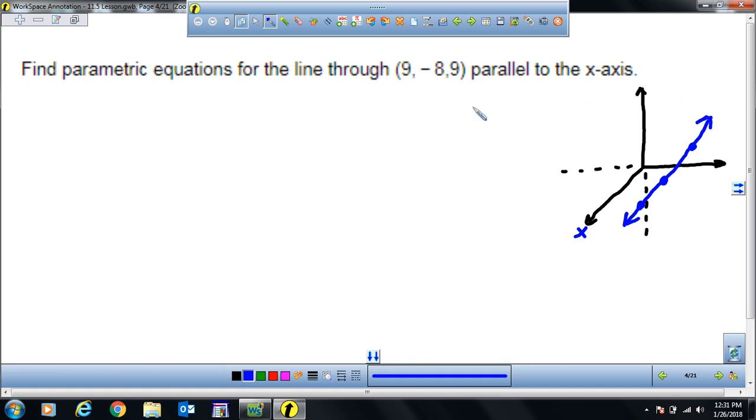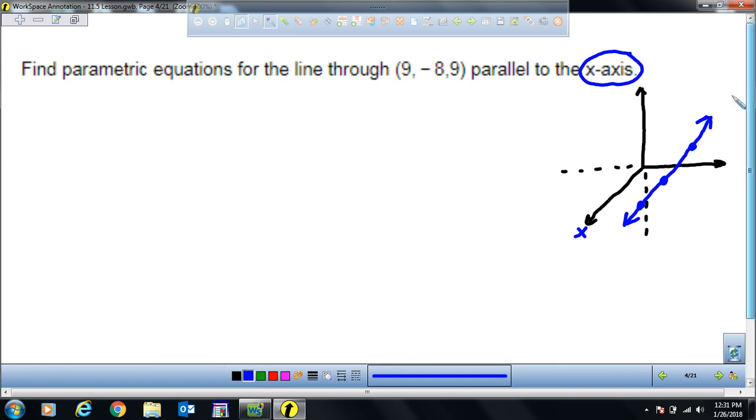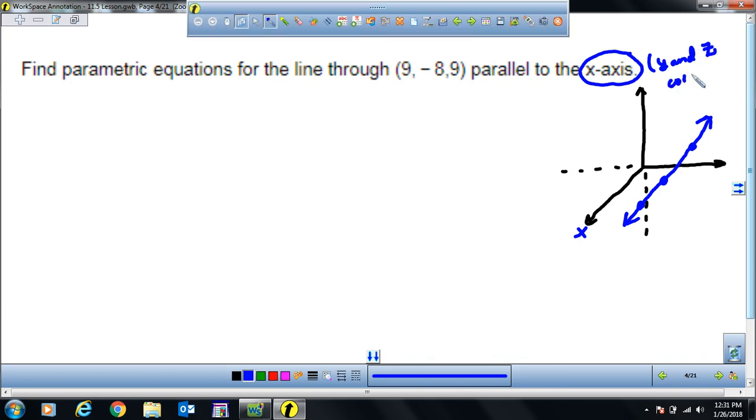So any line that is parallel to the x-axis in the x, y, z coordinate system is going to have the following properties: the y and the z will always remain constants. Okay, the y and the z will be constants. The only thing that will be changing is the x. Why am I saying this? Because to get the parametric equations, that's exactly what we're going to use.